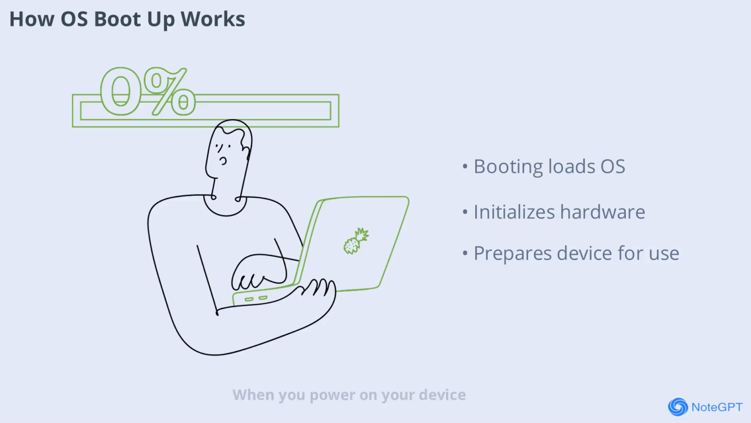When you power on your device, the operating system goes through a process called booting. The computer's firmware loads the OS from storage into memory, initializing hardware and starting essential services. This process prepares your device for use, ensuring everything is ready for you to log in and start working. The boot process is quick and seamless thanks to years of OS development.